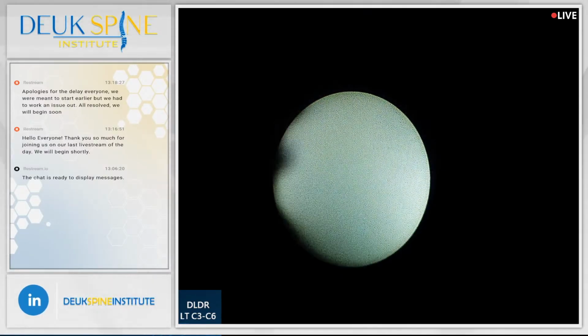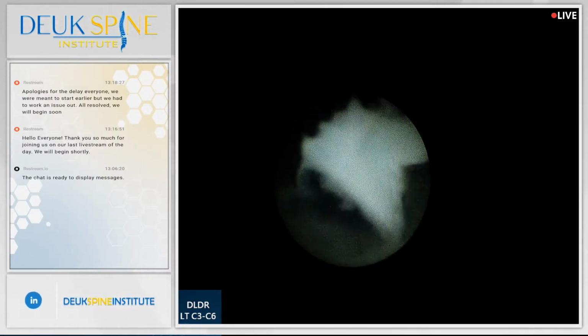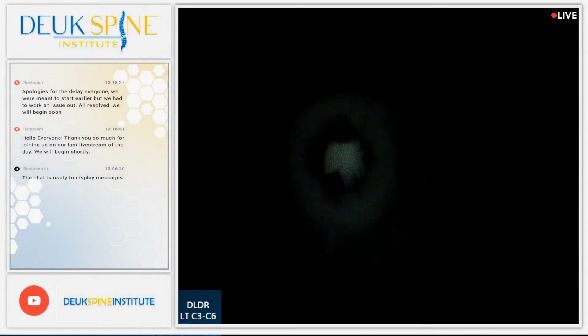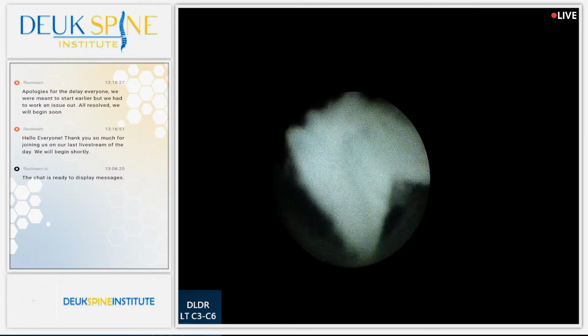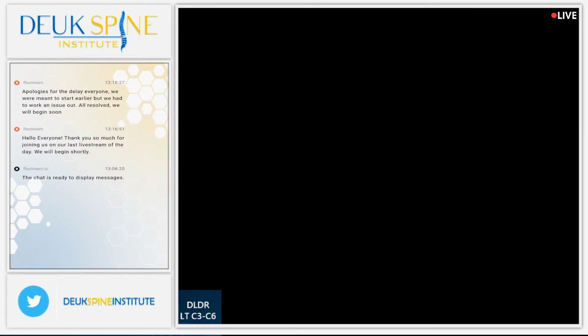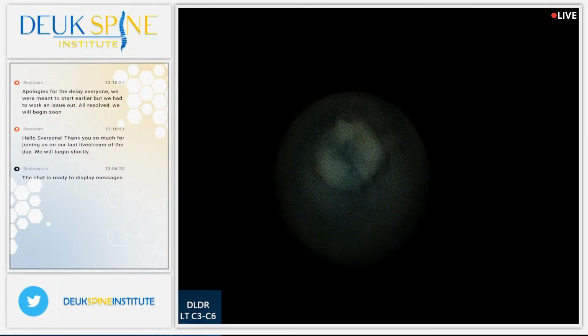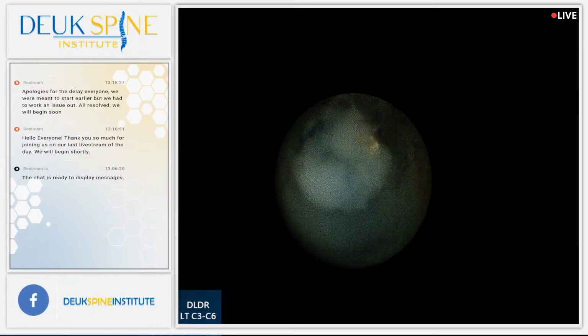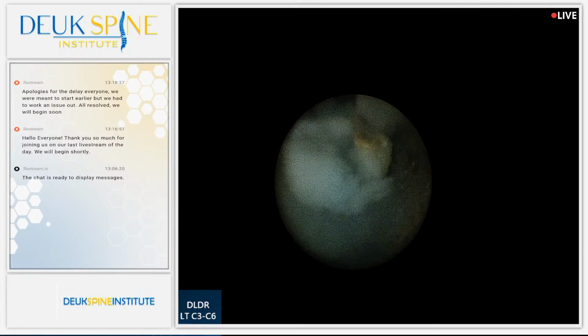Guys, we need to keep an eye on the irrigation. We need to make sure it's working optimally. I don't want to have any issues here. Here's the tear in the back of the disc we talk about. That's what causes all the symptoms, allows the herniation to occur.